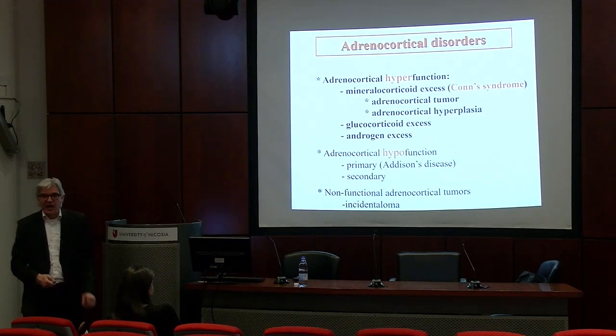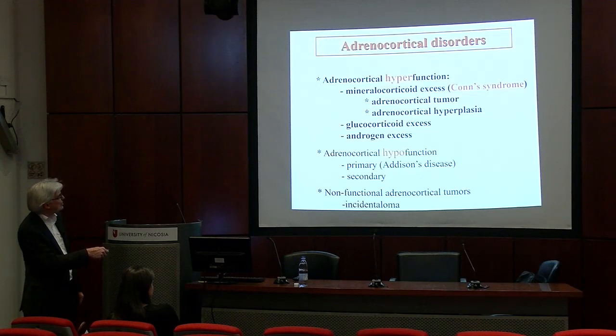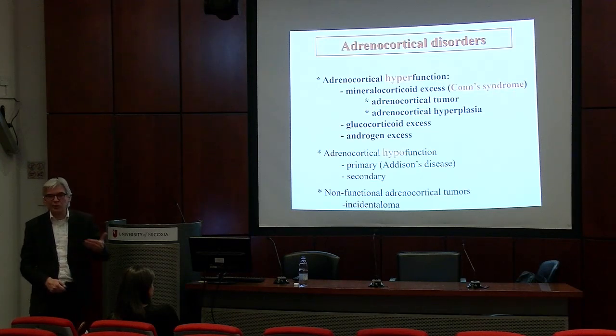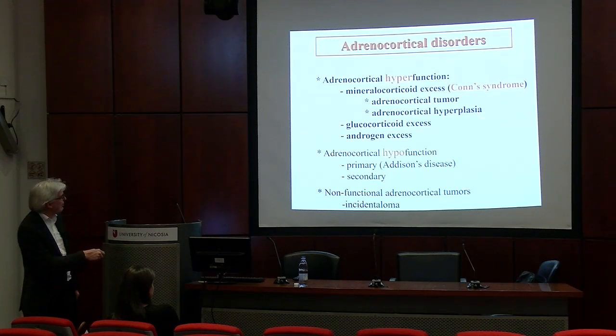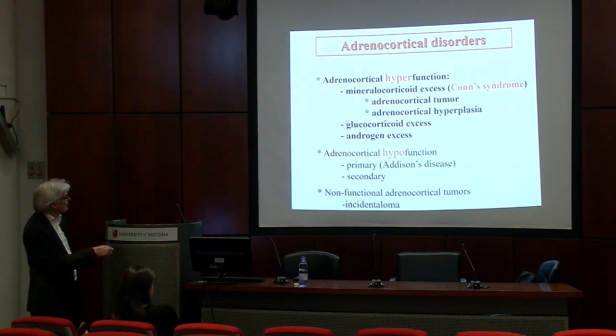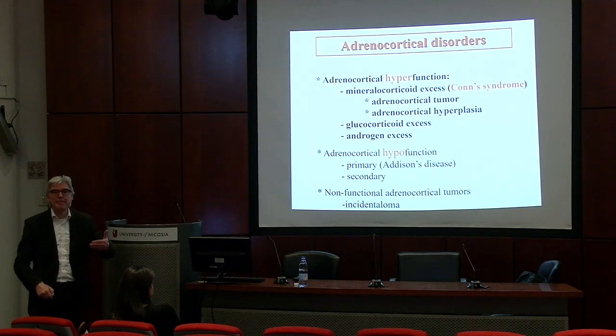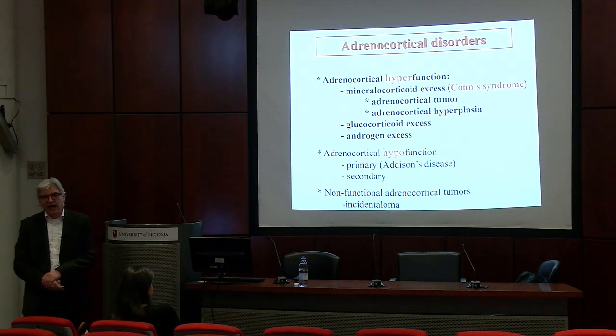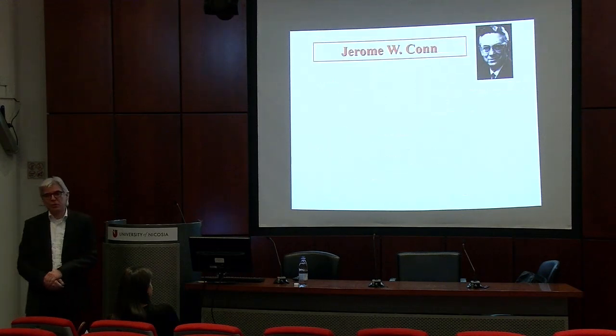In human medicine, hyperaldosteronism, primary hyperaldosteronism, is also known as Conn's syndrome. And later on we will see that Conn's syndrome may be due to an adrenocortical tumor, but it may also be due to adrenocortical hyperplasia, quite often bilateral adrenocortical hyperplasia. And now I want to tell you a little bit more about Conn.